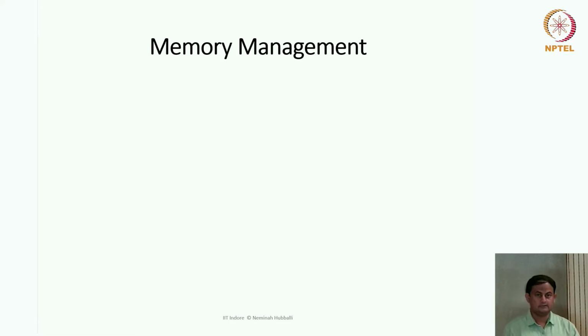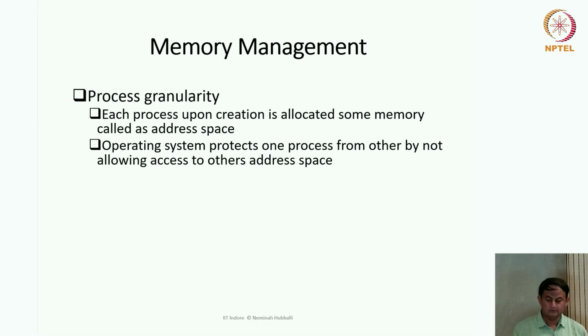We said that every time a process is created, we don't want one process to interfere with the other, the existing processes within the system. How does the operating system in fact ensure this is the question. This is done by defining something called the process granularity. Every time a process is created within the system, a portion of the memory is allocated to that process.